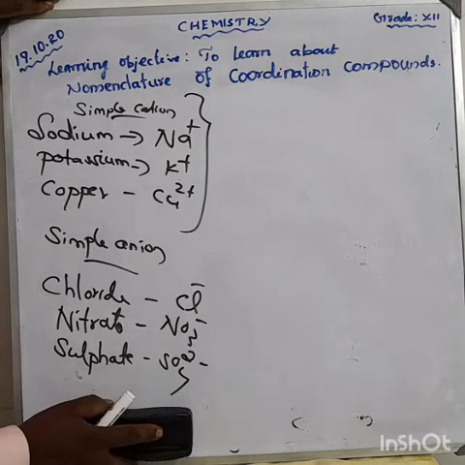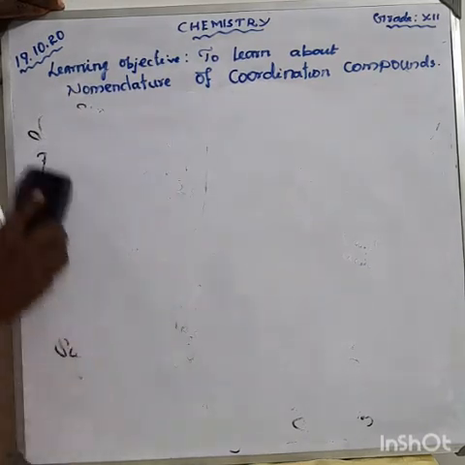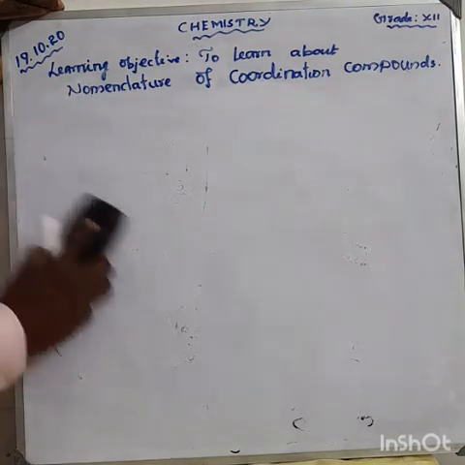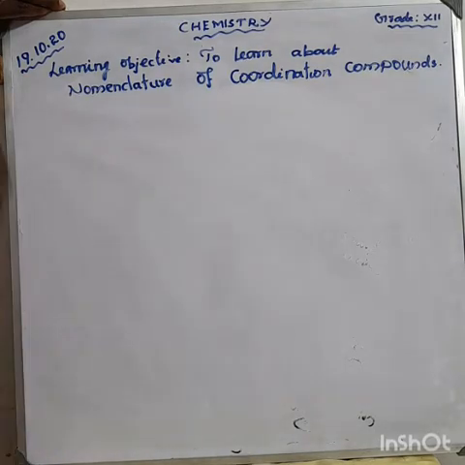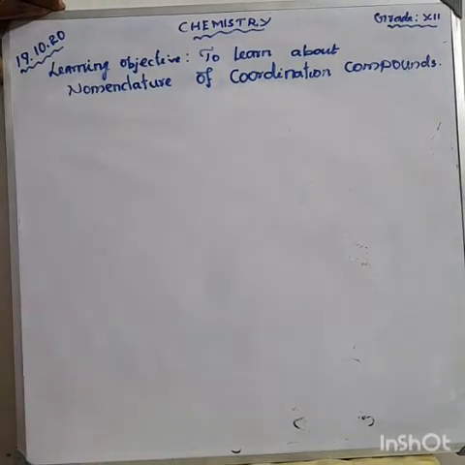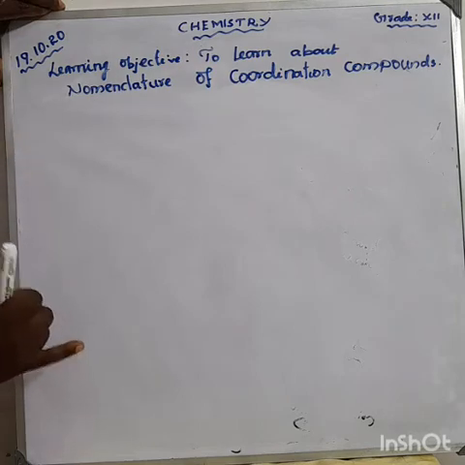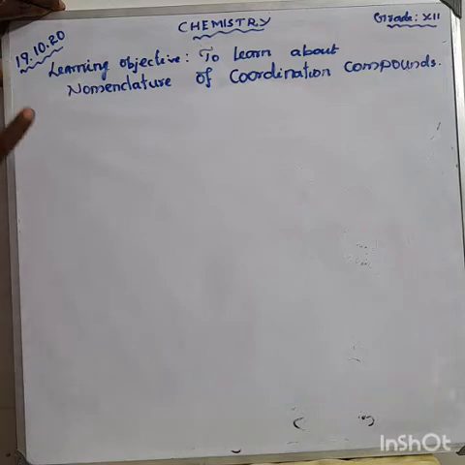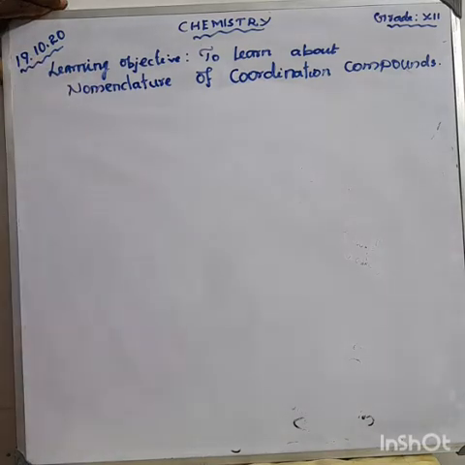Next, the third rule. The third rule means to name the complex ion. Whenever you need to say the name for the complex ion, first you should say the ligand name, next you go to the central metal ion. Clear? It's very important. Third rule: you say the name of the complex ion, first the ligand name, and only third the central metal ion.